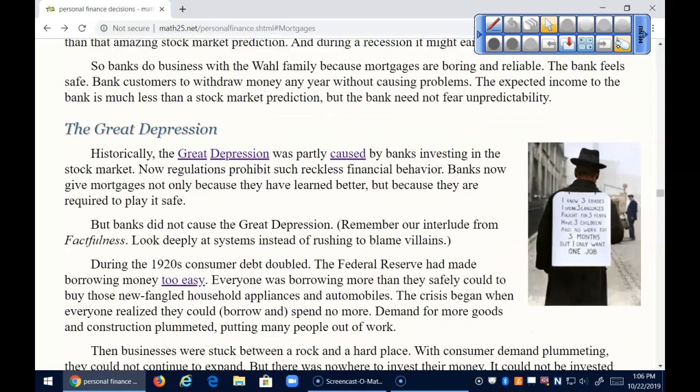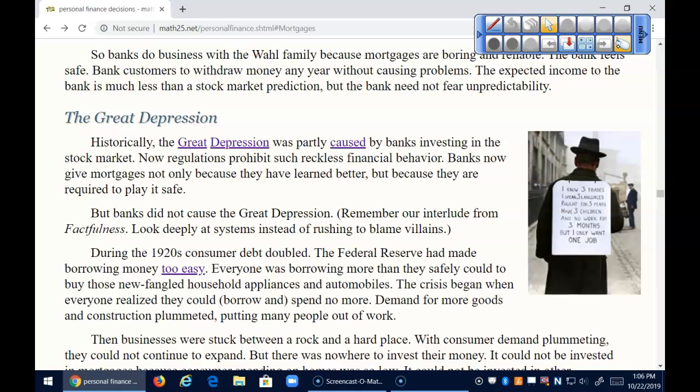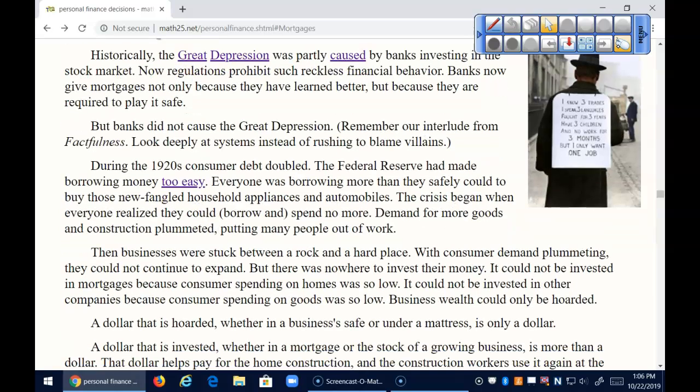Okay, you've heard of the Great Depression. The Great Depression was when this didn't work. The banks were investing in the stock market, and the regulations that prohibit this weren't around. The banks didn't just cause the Great Depression. Remember that interlude from Factfulness about not blaming villains when it's usually systems.